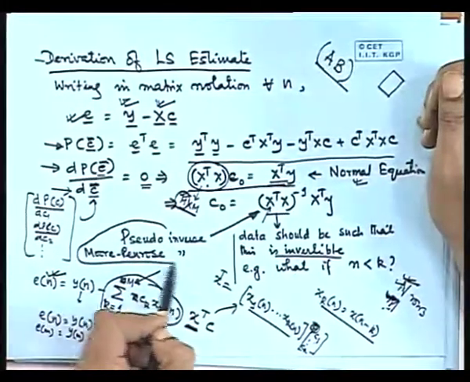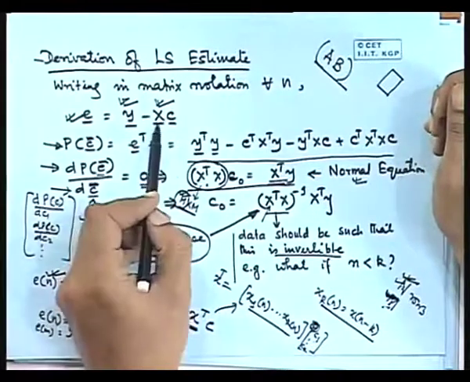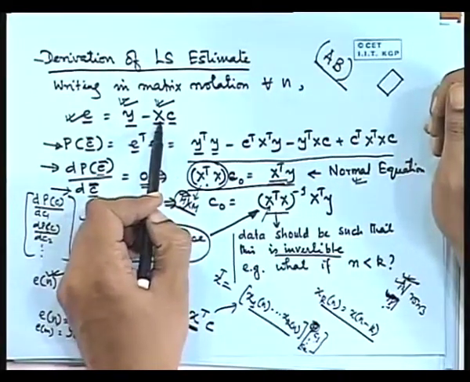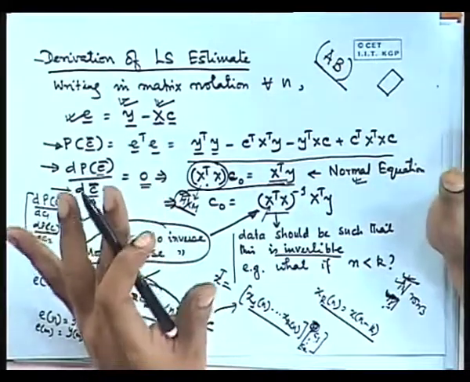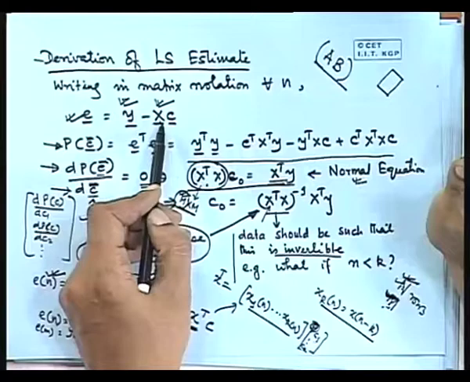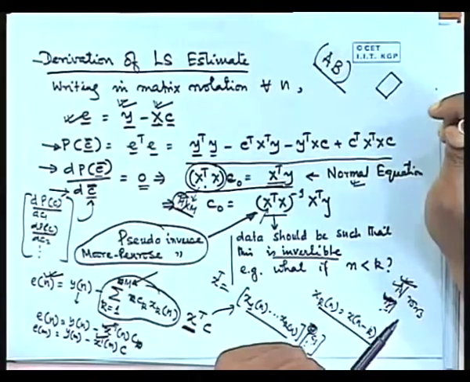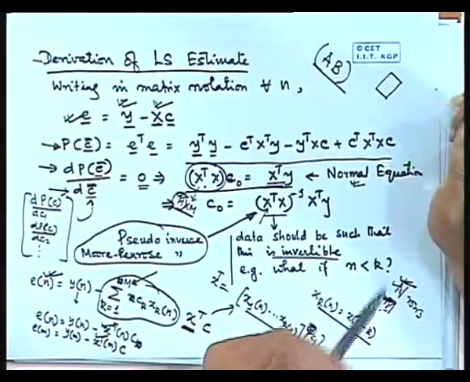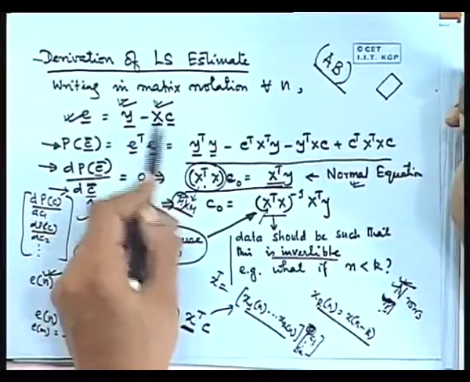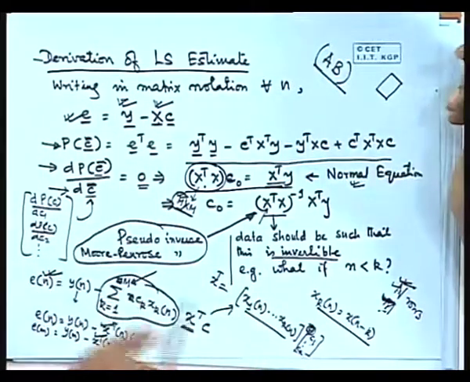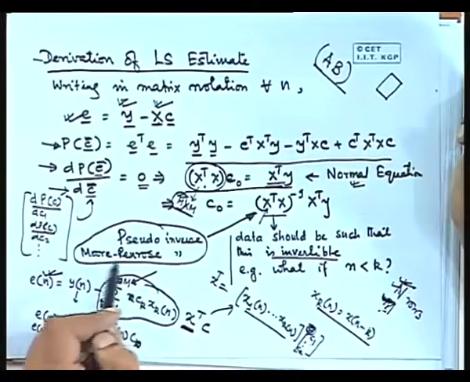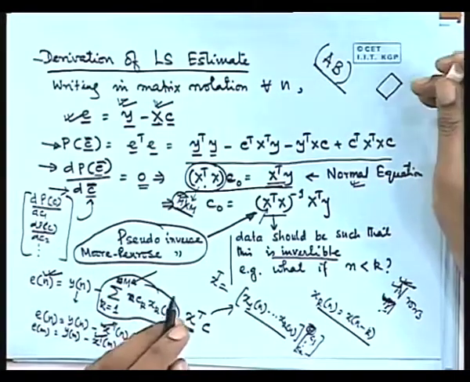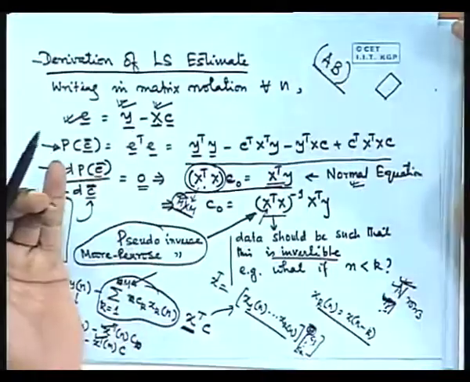So we have to remember that this thing is incidentally called a pseudo inverse, because if in this equation x was invertible, x itself was square, suppose it was, then you would have calculated C as x inverse y, but it is not square. It is actually rectangular. Still, you are in some sense trying to invert this term. So that is why it is called a pseudo inverse, or sometimes a Moore-Penrose inverse, named after the scientists who discovered this.